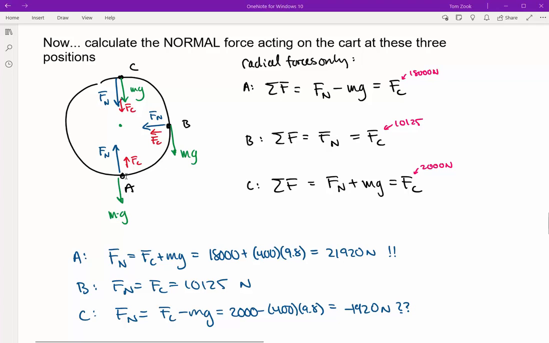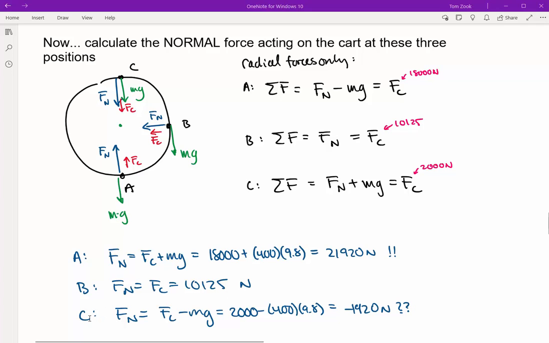This cart has a mass of 400 kilograms. That was from the previous example that we did. We're looking at like 5 times its weight in normal force. That means this track has to be really, really strong so it doesn't break. For point B, it's just going to be whatever the centripetal force was there. That's providing everything. But we run into the problem here.